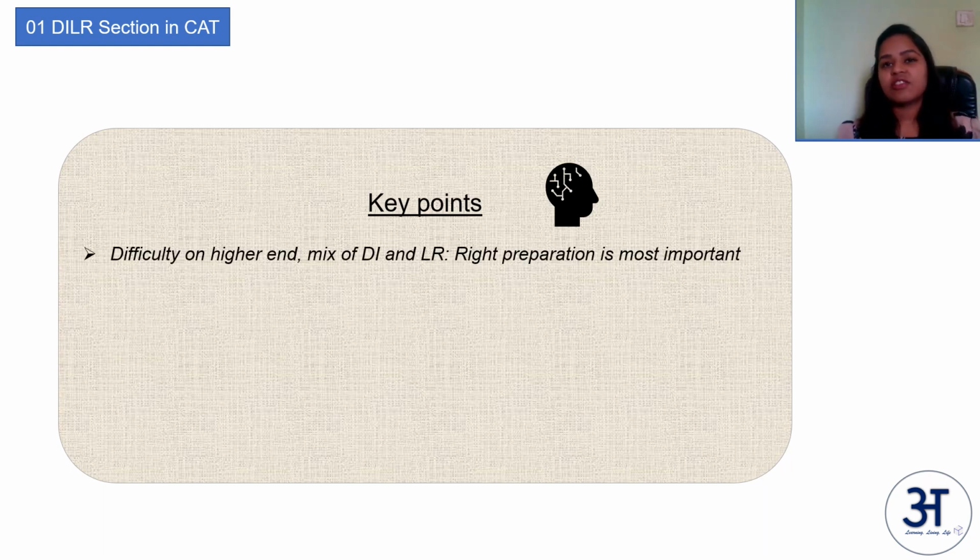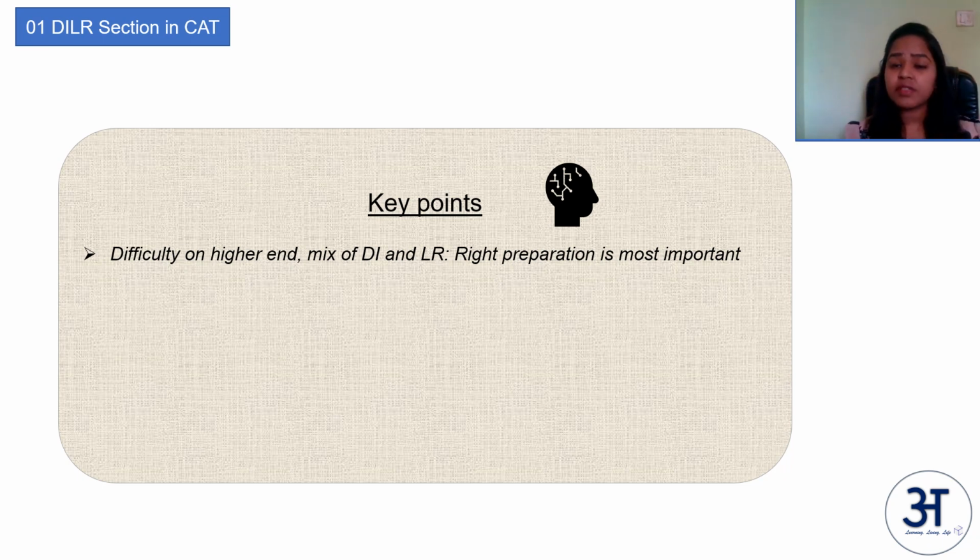So the DILR section in CAT is generally on the higher end and it is a mix of DI and LR. Unlike the quant and verbal sections where the difficulty is easy to medium, the DILR section over the past 4 or 5 years has been the most difficult section in CAT. And within the years there is variation in difficulty. Say the 2019 paper is said to be of slightly lesser difficulty and the 2017 paper is said to be of higher difficulty. But within the CAT paper, DILR has been the most difficult section consistently.